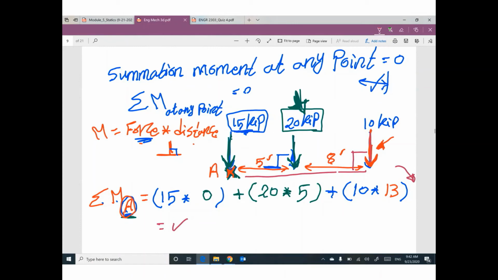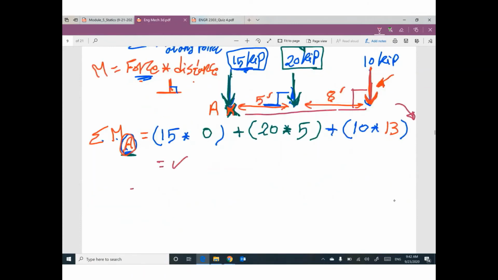So, force times distance equal moment. Sometimes you have a force, but we don't have distance because your distance is 0, like 15 and the point A. Remember, all the time we are sitting at A. So every distance is measured from point A to each force. Let me repeat this one more time.